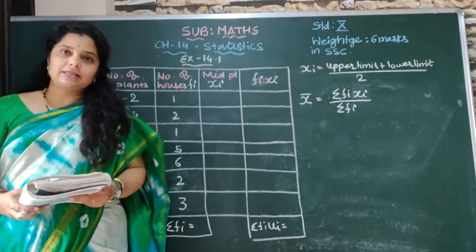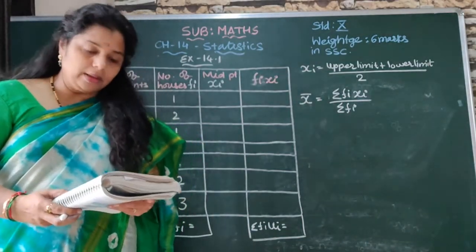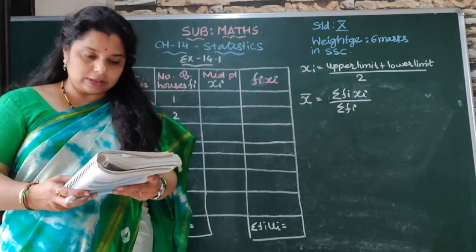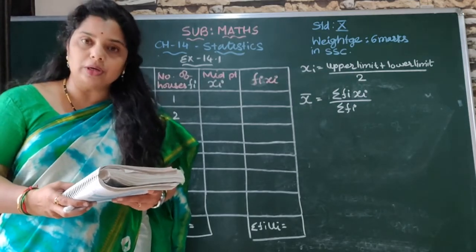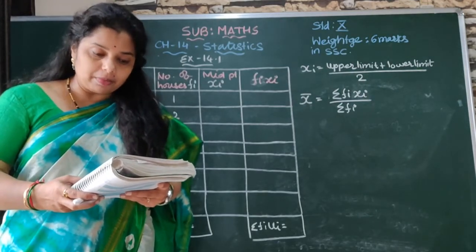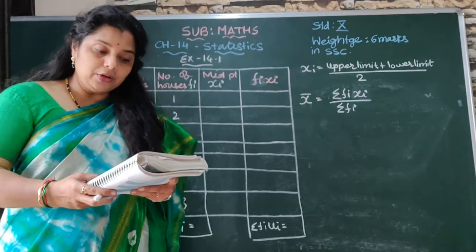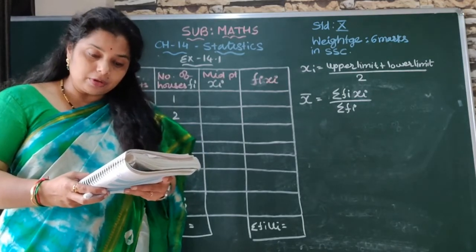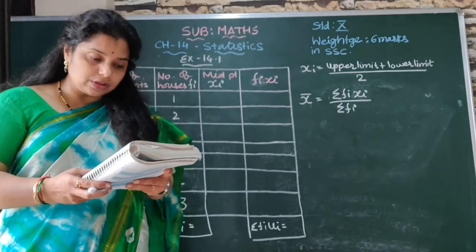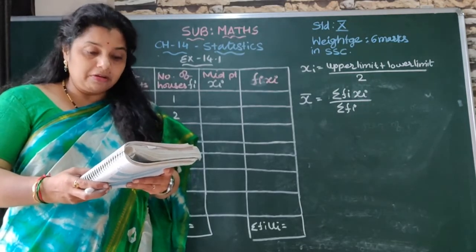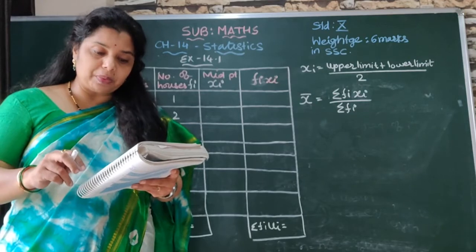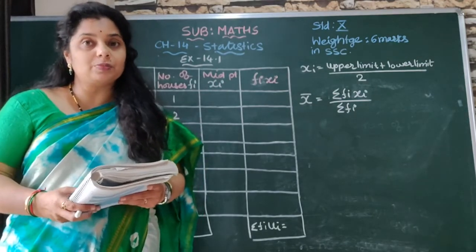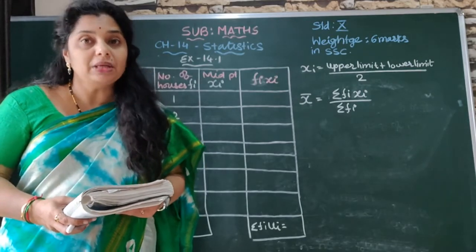Now let's start exercise 14.1. Now in 14.1, the first example is a survey was conducted by a group of students as a part of their environment awareness program, in which they collected the following data regarding the number of plants in 20 houses in a locality. Find the mean number of plants per house. It means we have to find out mean here.